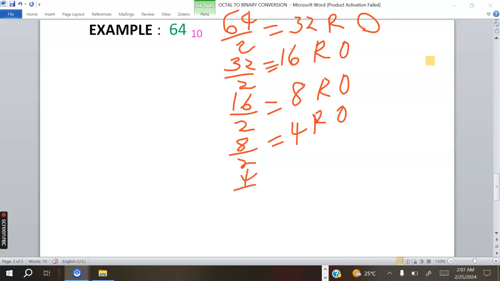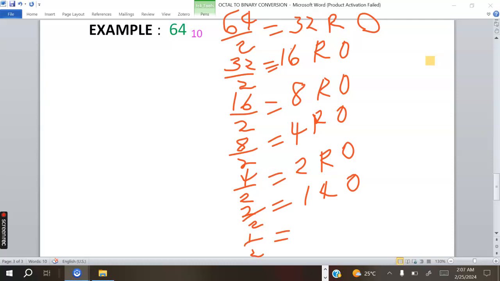Then the 4 divided by 2, you get 2, remainder 0. Then 2 divided by 2, you get 1, remainder 0. And lastly, 1 over 2 is equal to 0, sorry, not remainder 0, but remainder 1. As long as you get the quotient being 0, it means that is the last part of your working.